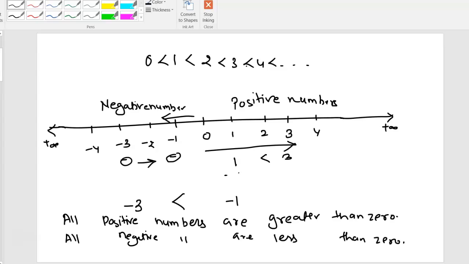So this is how you can compare any numbers on a number line.